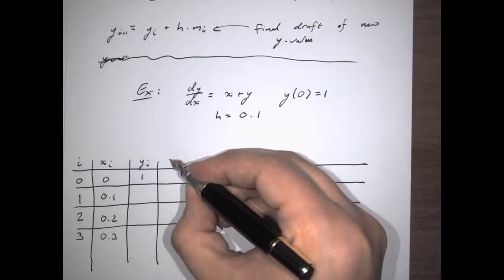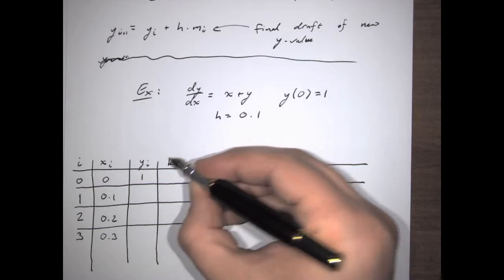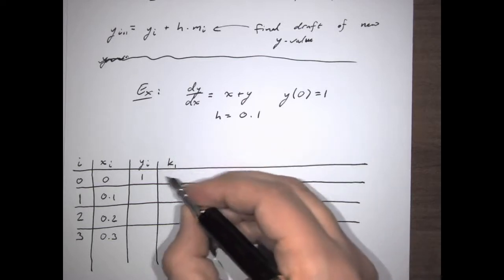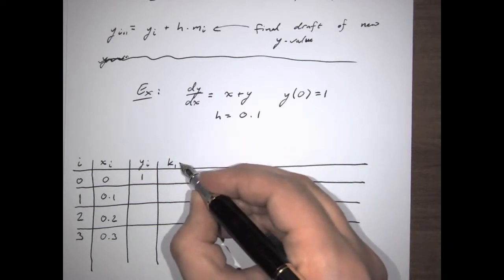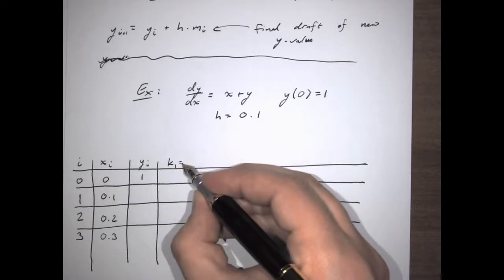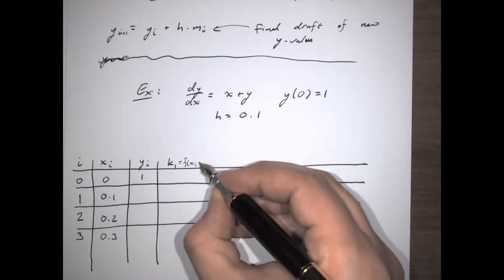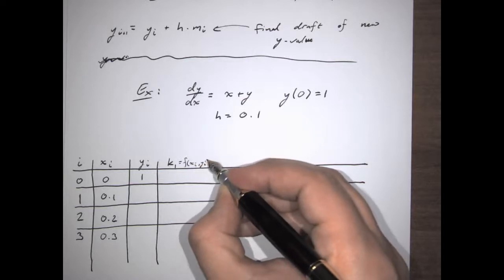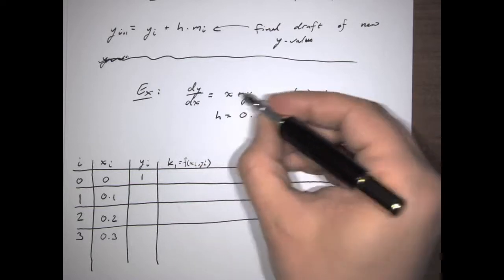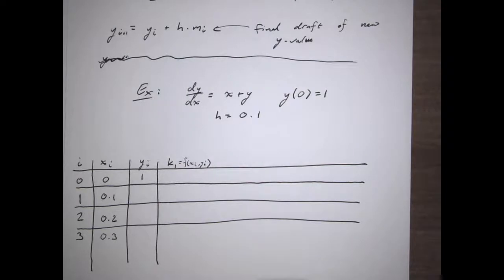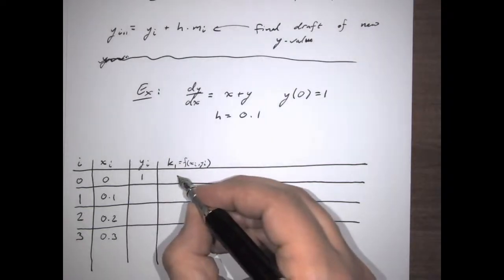So now the k1, this is our first estimate of the slope. So this is equal to just the f of x i, y i. So here that's this with these. So it's just going to be 0 plus 1, which equals just 1.